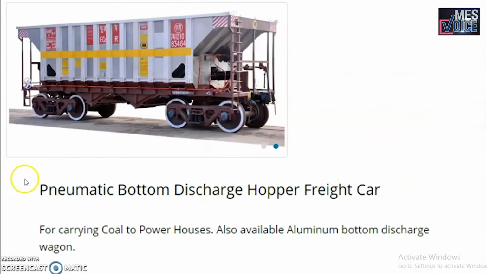This is in another form. There is a pneumatic bottom discharge hopper freight car. This is also used for carrying coal to powerhouses and is also available for the discharge of aluminium.